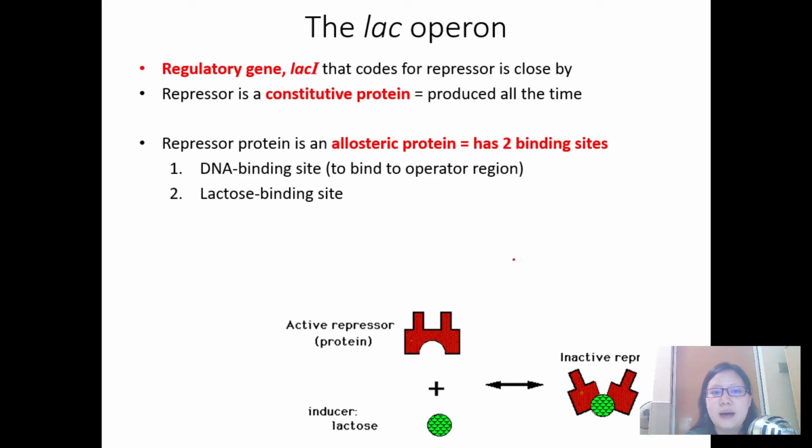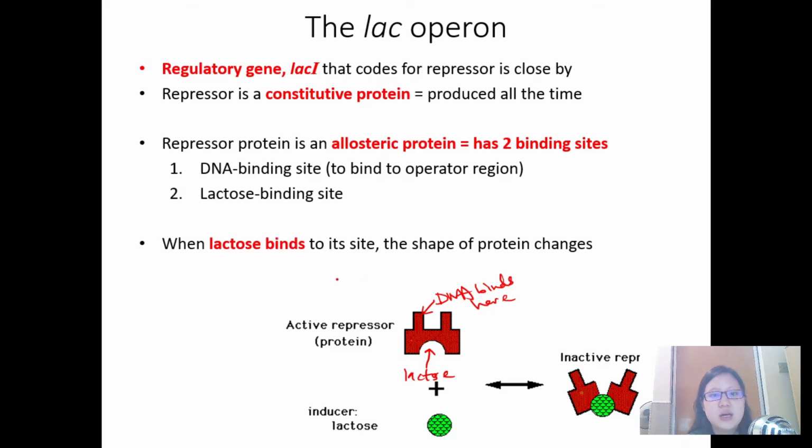The repressor protein is an allosteric protein and has 2 binding sites. The DNA binding site is here. This is the DNA binding site here. And this here is the lactose binding site. So there are 2 binding sites, that's why it's called an allosteric protein.